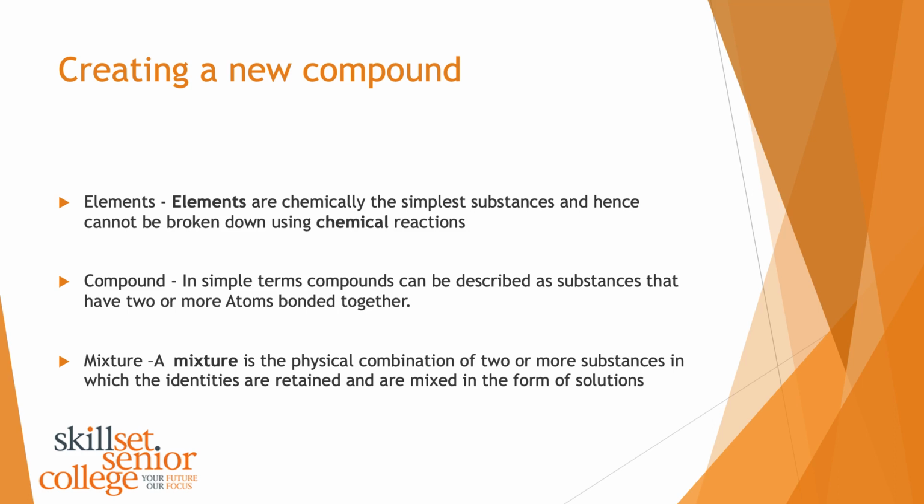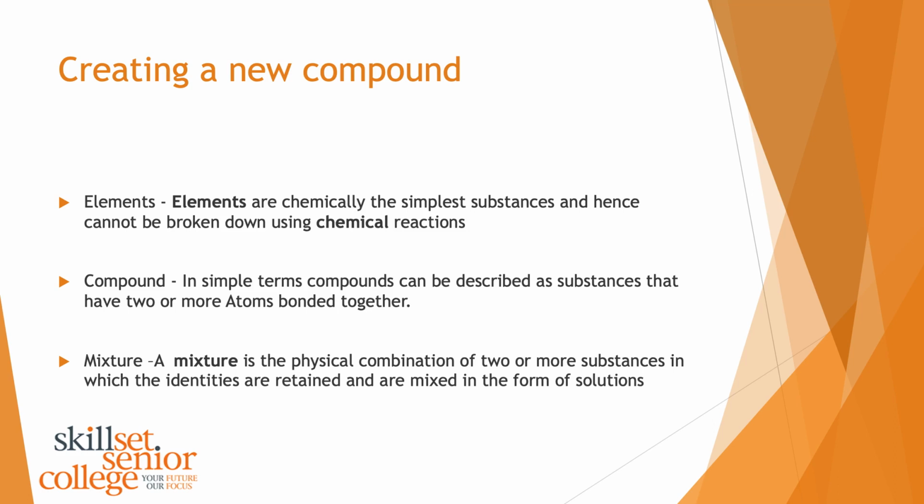A mixture is the physical combination of two or more substances in which the identities are retained and are mixed in the form of solutions. A really easy example of a compound that we're going to look at would be H2O. H2, 2 hydrogen, 1 oxygen. We know that's water. So that's a compound. Okay, we can tell what's in there. We can break that down.